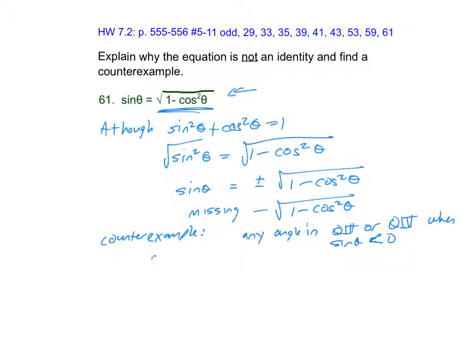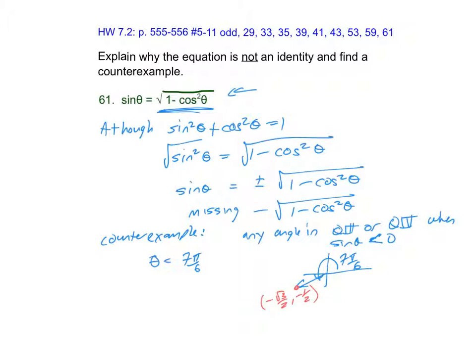So I chose theta equals 7 pi over 6 for my counterexample. So 7 pi over 6, I'm going to draw on that angle. This is 7 pi over 6. The coordinate on the unit circle is negative radical 3 over 2, negative 1/2. And now let's go ahead and evaluate this to show that it's not an identity.